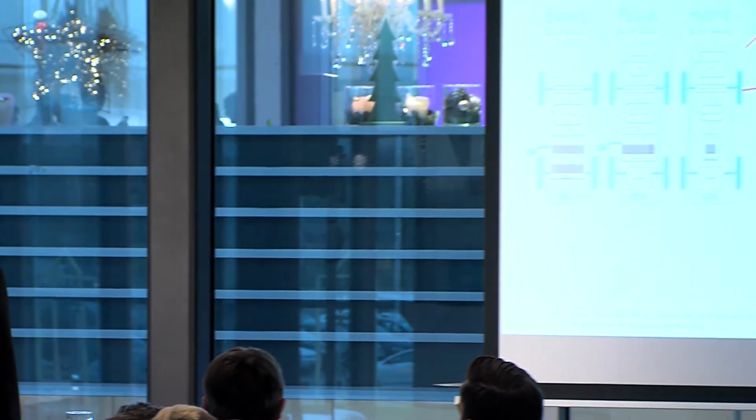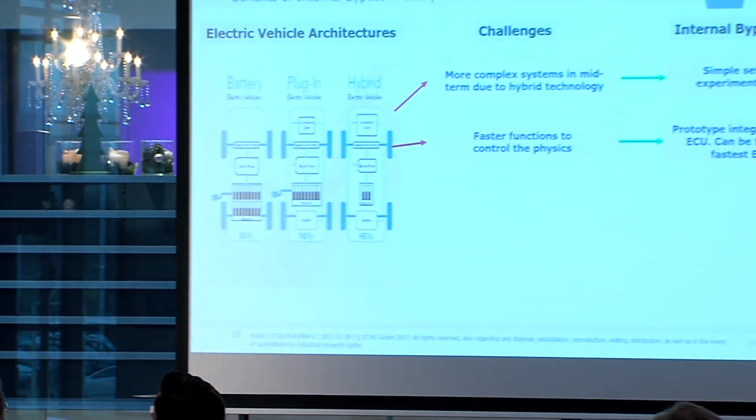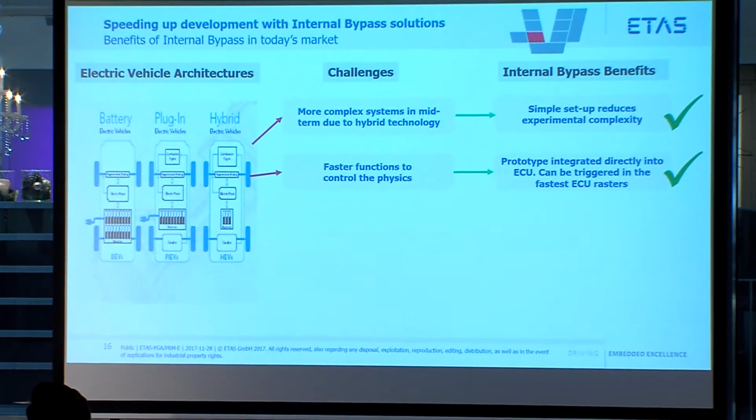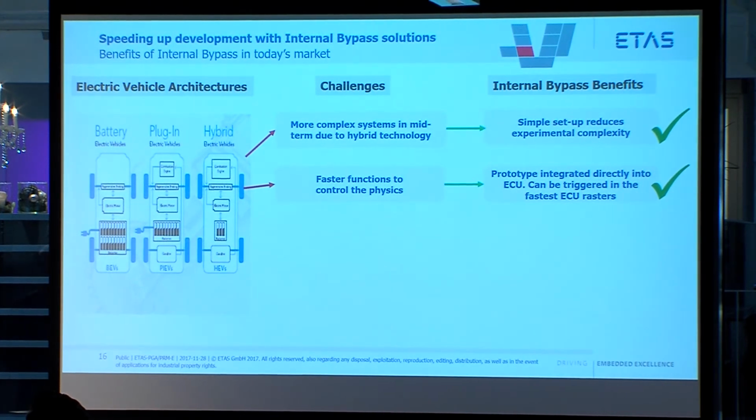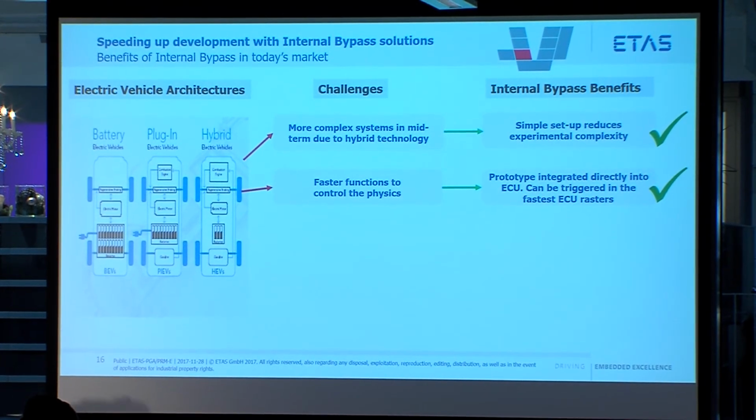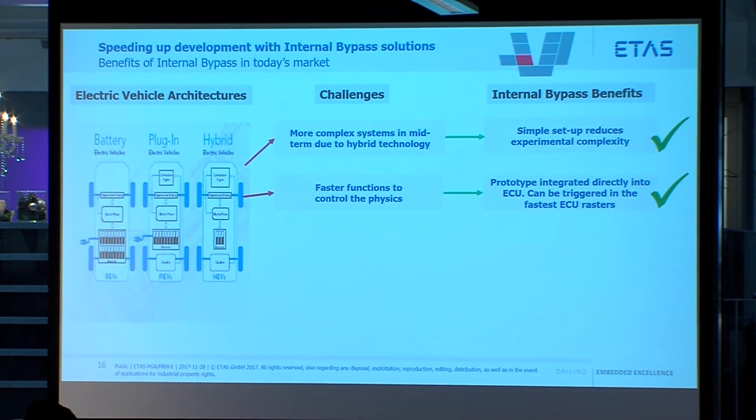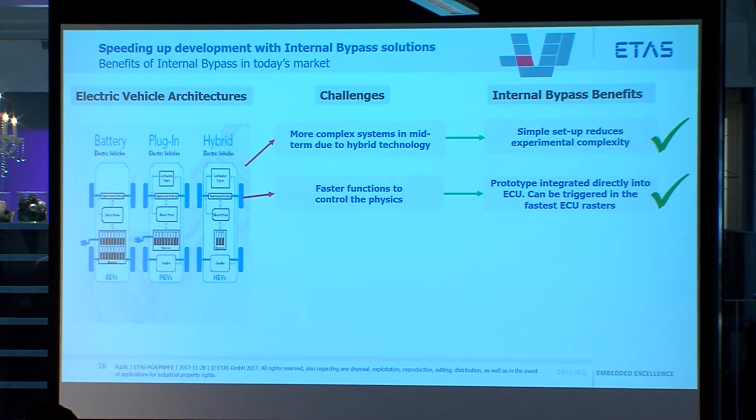Another challenge here is the emergence of faster functions to control electric-powered vehicles. So we're starting to see functions that run with cycle times down to about 100 microseconds in electric motor controllers, compared with about 1 microsecond for conventional internal combustion engines. So that's about 10 times faster than the fastest ECU functions we're used to seeing.